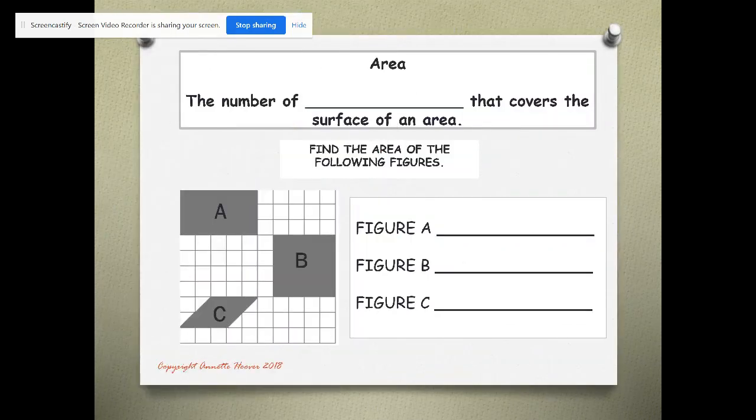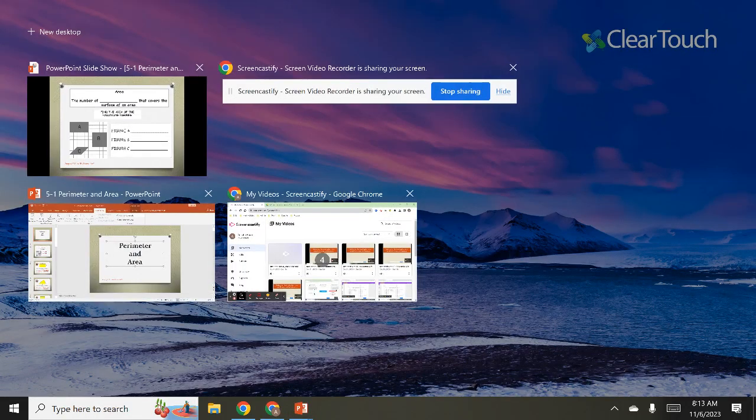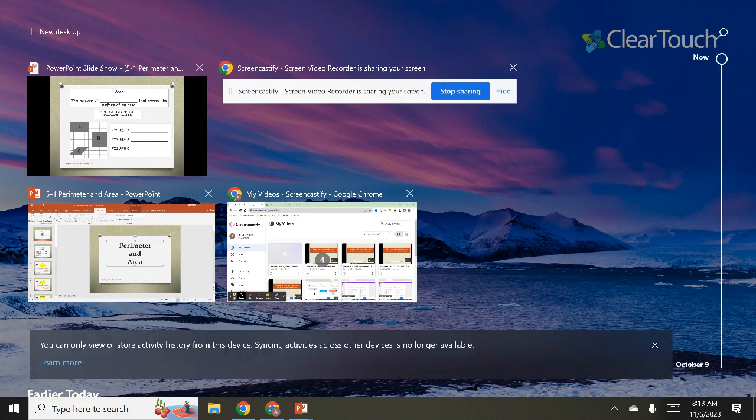All right, that concludes the perimeter part of the lesson. And tomorrow we're going to look at area. So on your paper today, write out the equations, show your work, and you've got this.